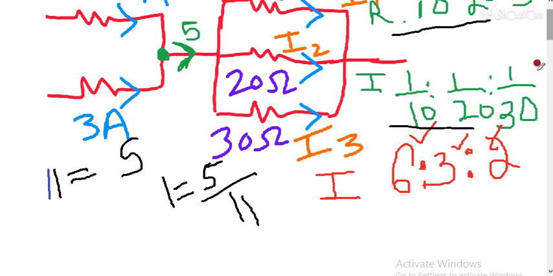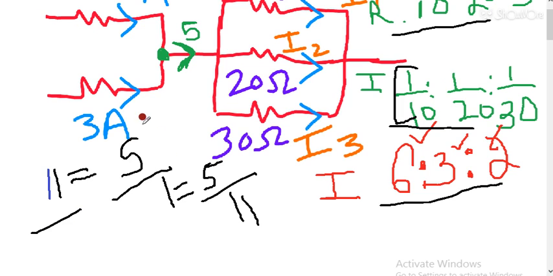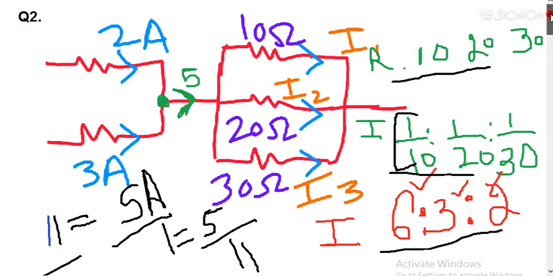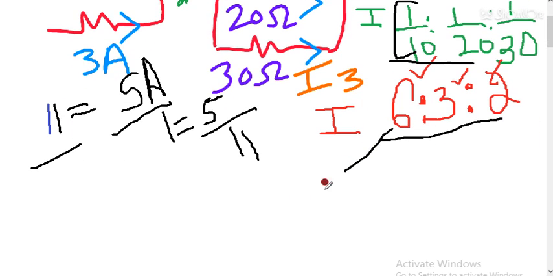So now we have to solve the resistance ratio into simple form. So we multiply it with 60. So after multiplying, this ratio will be obtained. Now total 11 parts are equal to 5 ampere current. So one part is equal to 5 by 11 ampere. So current I1 is 6 parts, so it will be 30 by 11, value of I1.